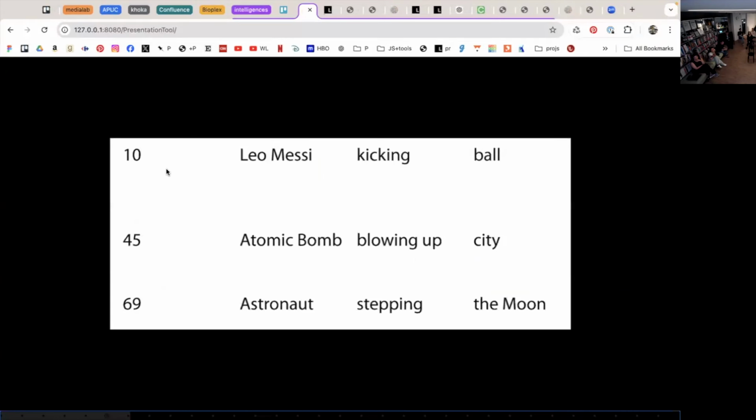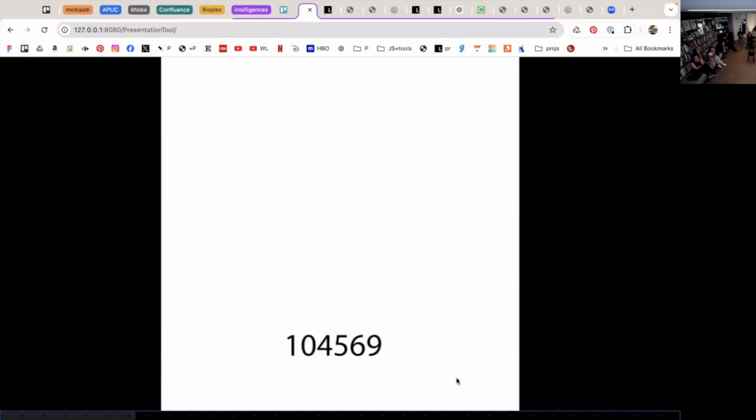Leo Messi kicking a ball associated with number 10. So that's easy to memorize. And if you do that for each number, you have a very powerful toolkit, right? 45 is an atomic bomb blowing up a city, and 69 is an astronaut stepping on the moon. And let's imagine we have the whole 100. I did it. I built my own table, because you have to build your own associations. And now you have this number.